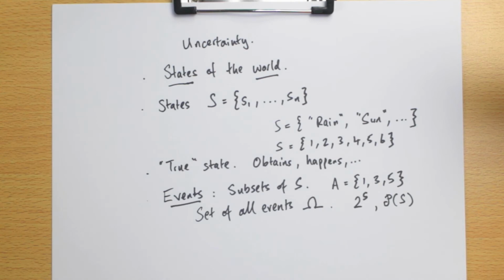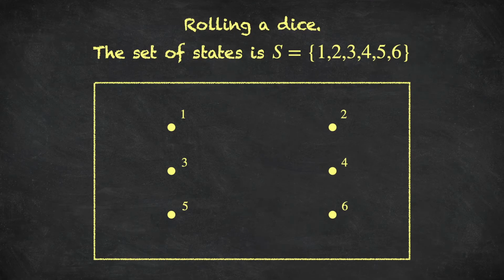Okay, so that's what we mean by uncertainty, states of the world. Once we know the state, there is no uncertainty. Uncertainty exists because we don't know the state, and we can talk about events as different subsets of the state space. To model uncertainty in microeconomics, we use a state space, and we already gave the example of rolling a dice.